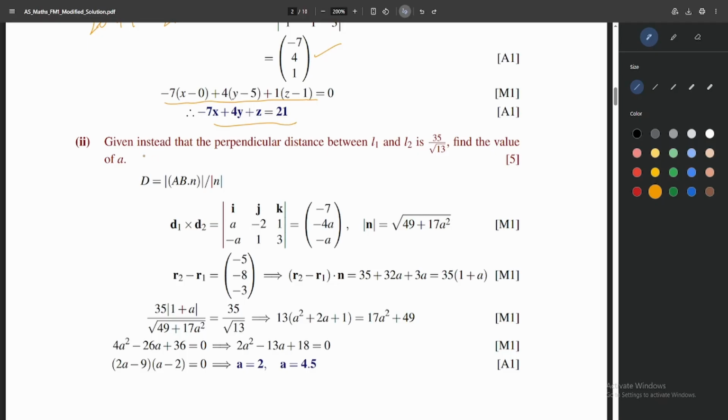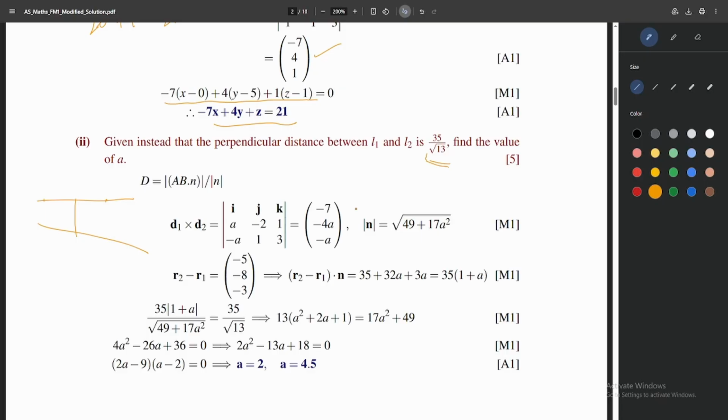Over here we are given that the perpendicular distance between L1 and L2 is 35 by root 3. So find the value of A. Basically we have the two lines again, L1 and L2, and the perpendicular distance, which is also the shortest distance, is somewhere over here, and is this value. We want to find the value of A using this information.